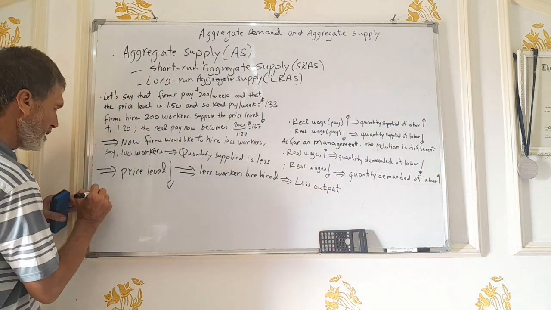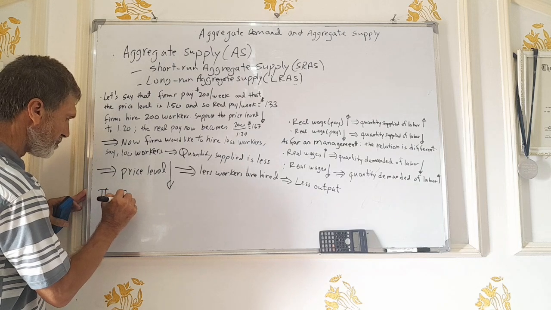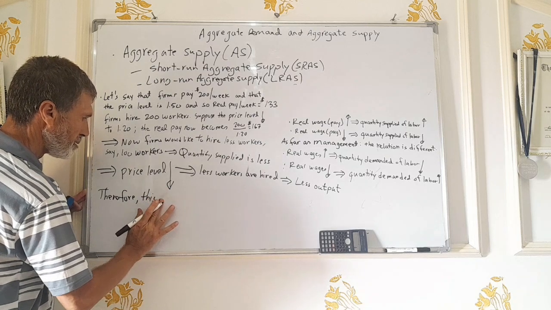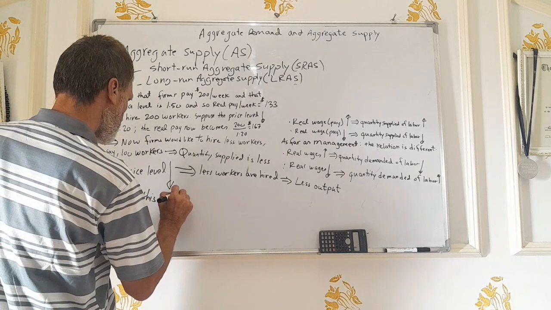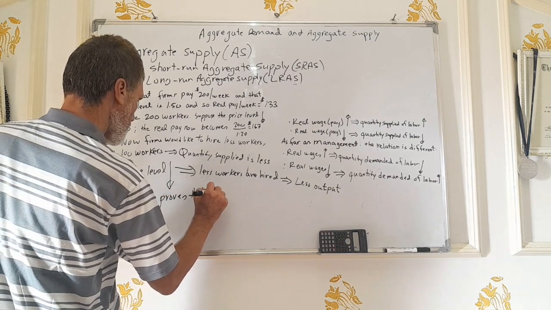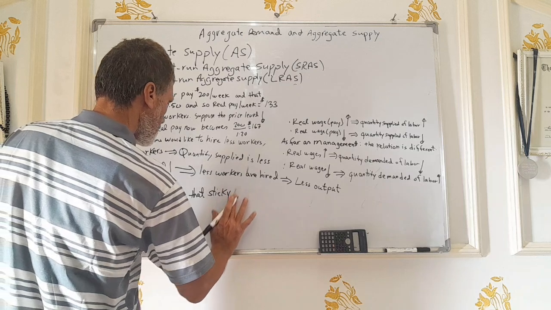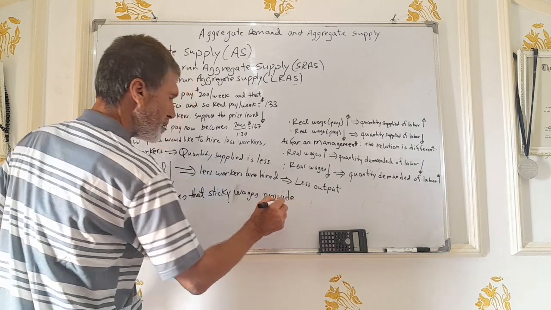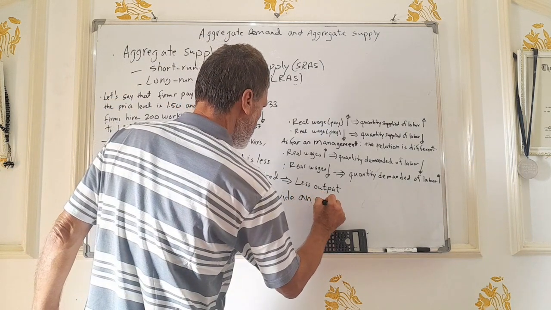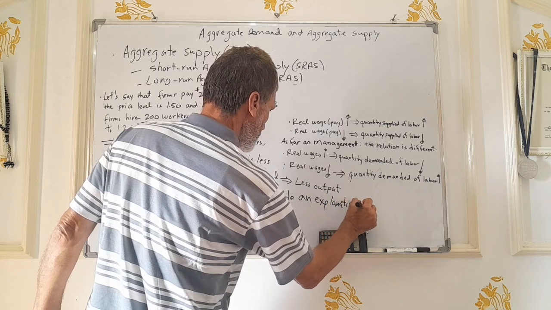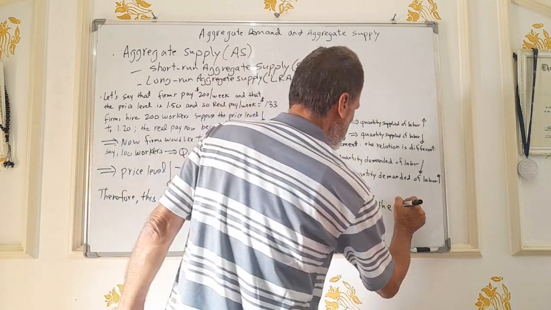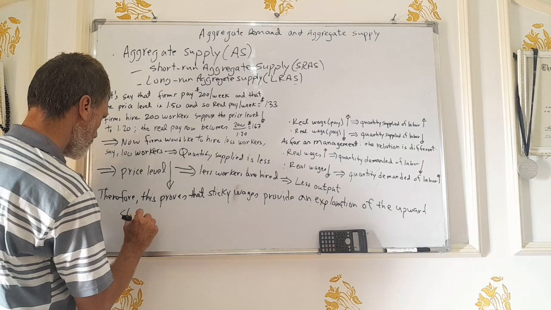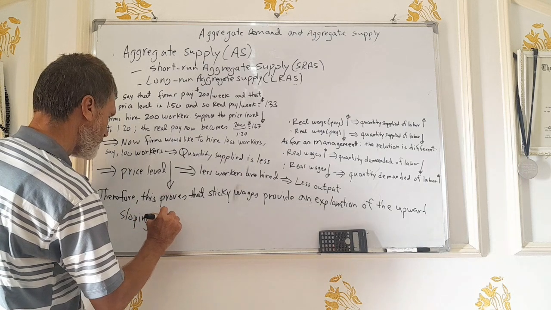And that shows, and this, therefore, this shows, or this proves that sticky wages provides an explanation of the upward sloping short-run aggregate supply.